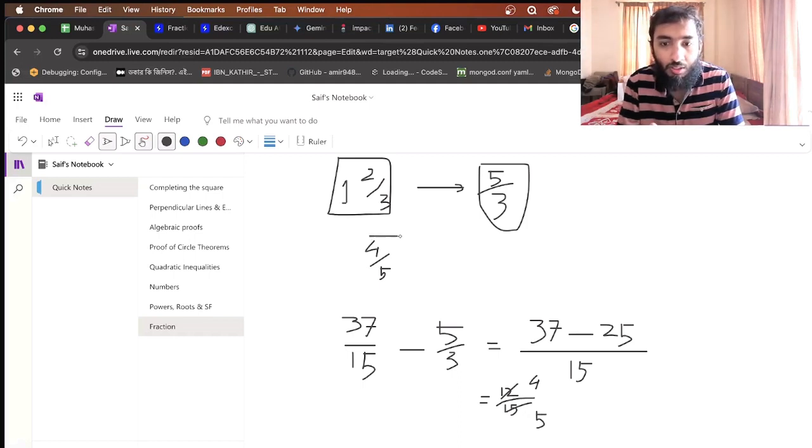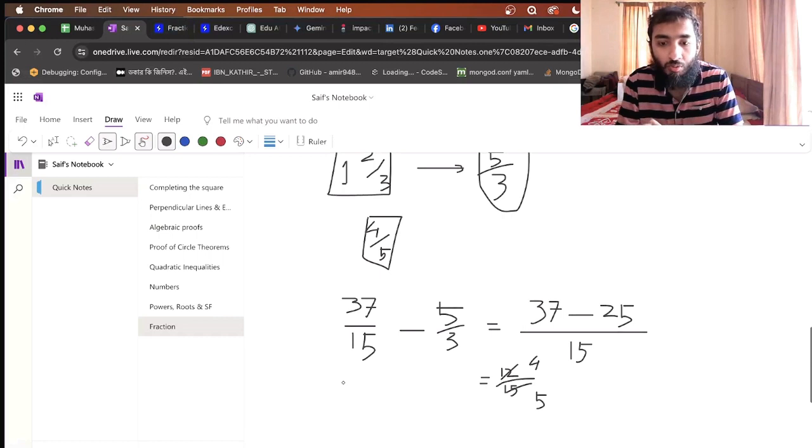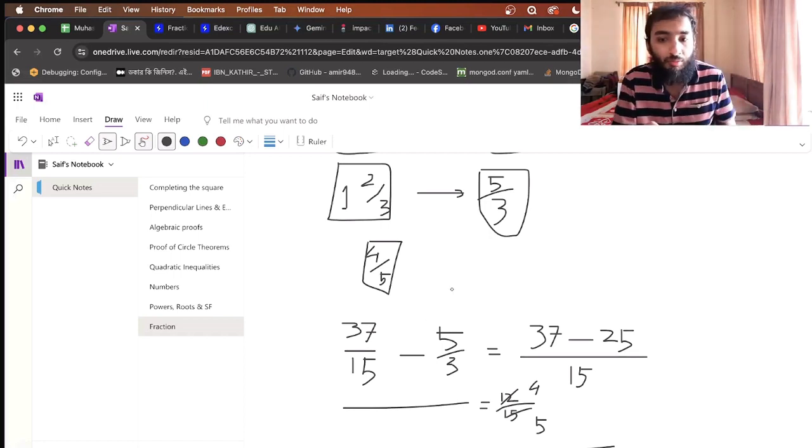So this is what the right hand side was in the question. As you can see, the left hand side equals the right hand side. So this is how you can solve fractional equations that involve subtraction, and these types of problems.